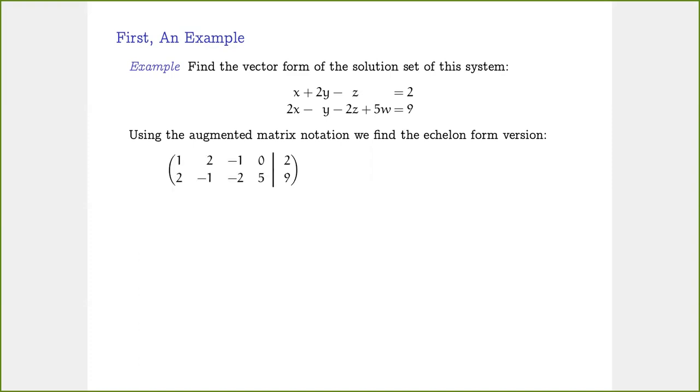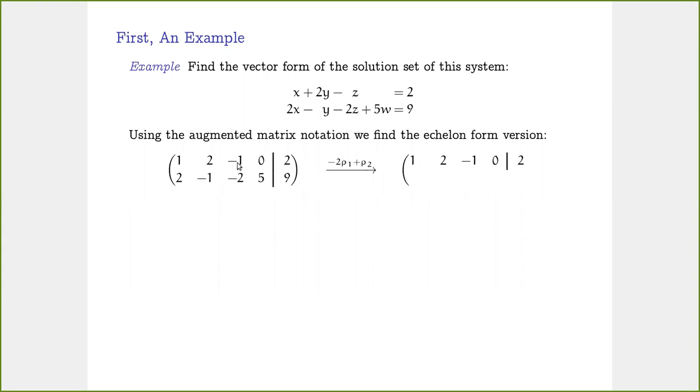Here's the augmented matrix. You can see the 2 and the 9 over here, and these are the coefficients up here with zeros filled in for the ones that are missing. Now, to put it into echelon form, we need to remove this 2 here, and we can do that by multiplying the first row by -2 and adding the 2 rows. That's what's specified here, -2 row 1 plus row 2. And since it doesn't change row 1, we copy row 1 first.